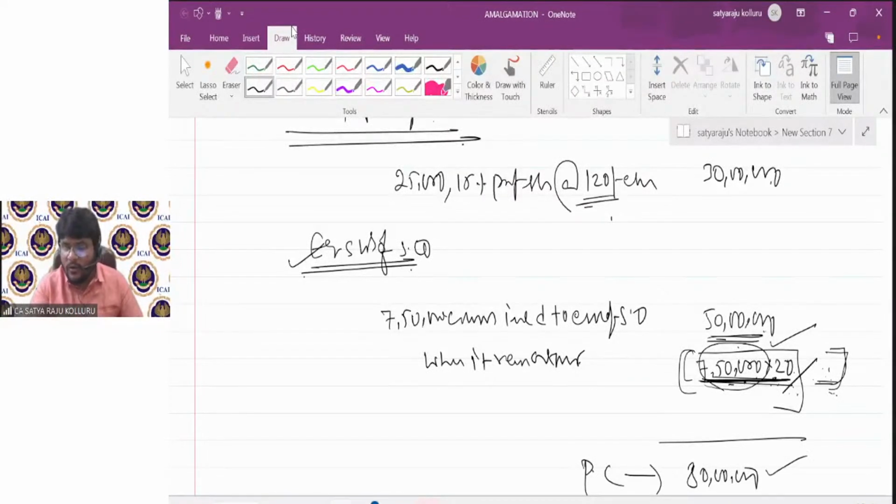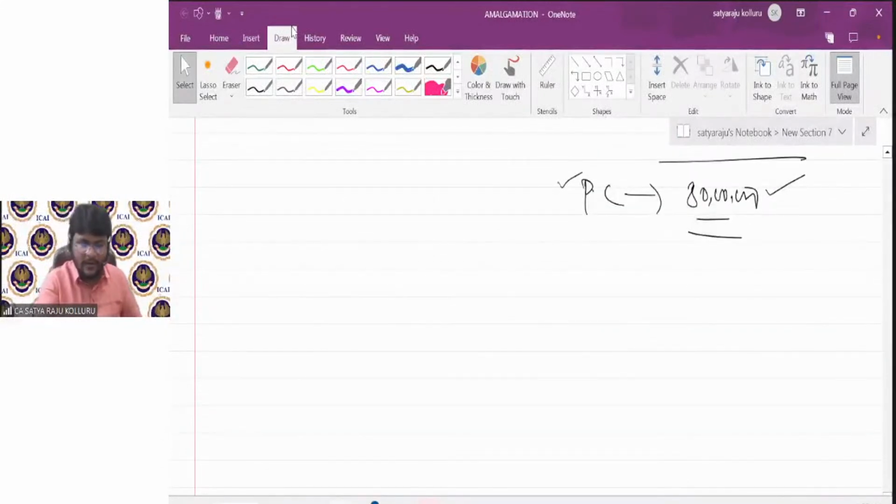Sir, but right now we are getting 80 lakhs. How is 1.8 crore equal to 80 lakhs, sir? It's equal. The impact is equal. Whether you record PC at issue price or at par value, the impact is equal. I told you in the beginning of the class, but at that point of time you may not have realized that fact. If you want, I'll prove that right now. Please concentrate.